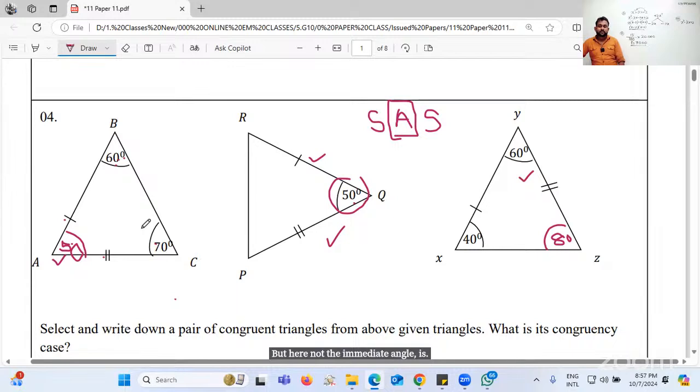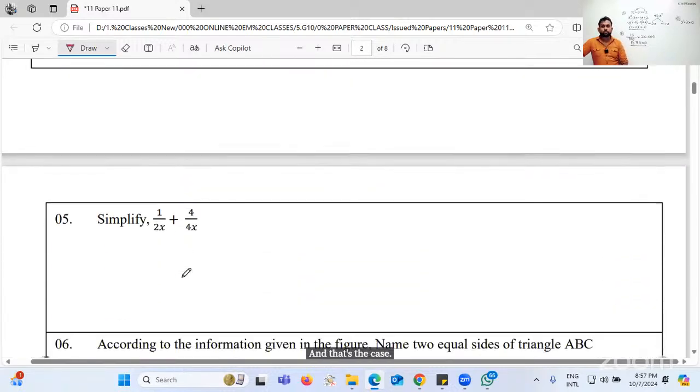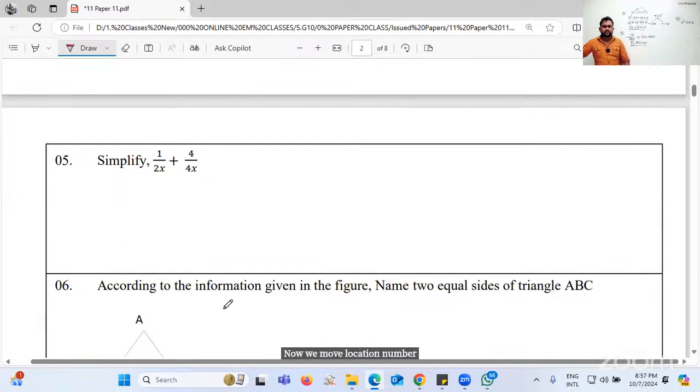Some students think that with the given shape and position they can identify the congruency. No, with the position we cannot identify. Follow the exact cases. The important thing here is that the angle must be the intermediate angle. It is there, 50 and 50. You found it, and that's the case. Now we move to question number 5. See, simplify 1 upon 2x plus 1 upon, sorry.